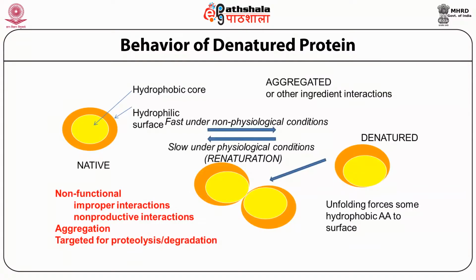Here we discuss the behavior of the denatured protein. You can see here that in the protein, the hydrophobic residues are inside the core and the hydrophilic residues are at the surface. But once denaturation occurs, some hydrophobic content of the protein is exposed, and that leads to the formation of hydrophobic interactions, and thus the denatured protein forms aggregates. The denatured proteins are non-functional because of improper, non-productive interactions, which cause aggregation, and they are targeted for proteolytic degradation as well.